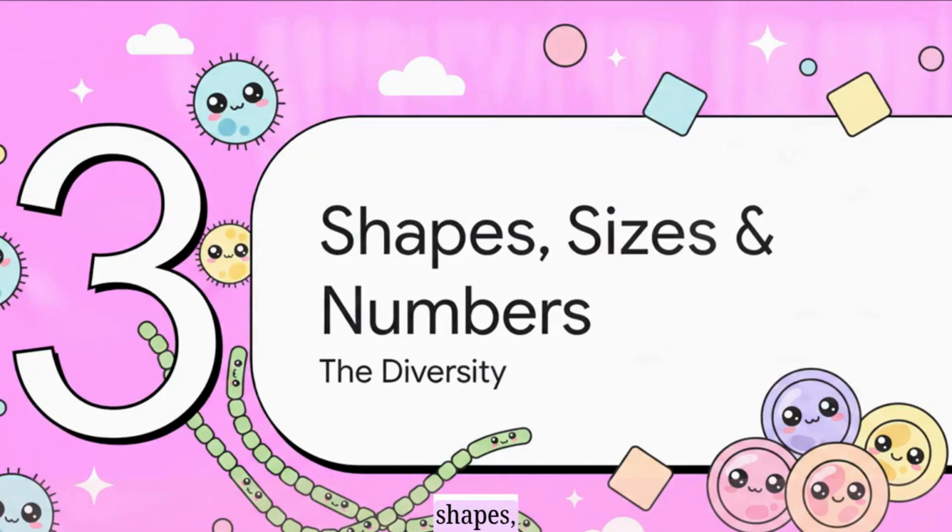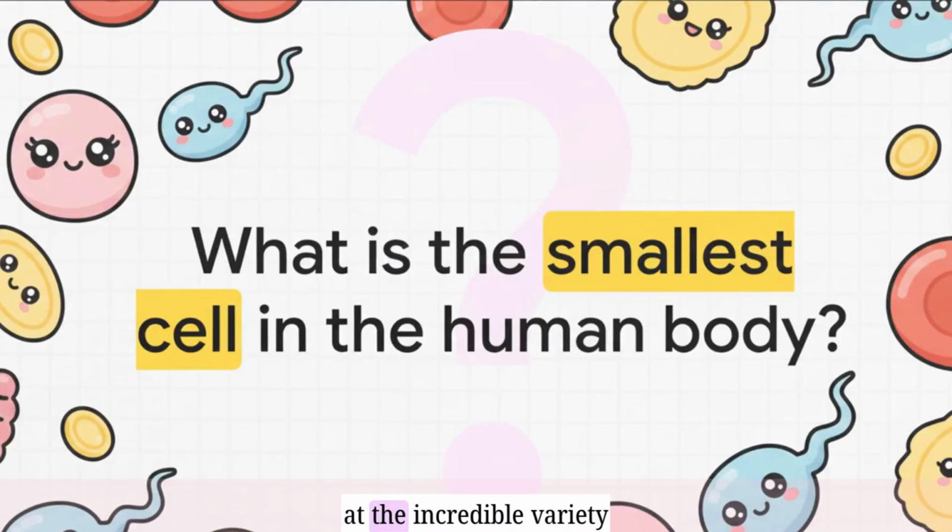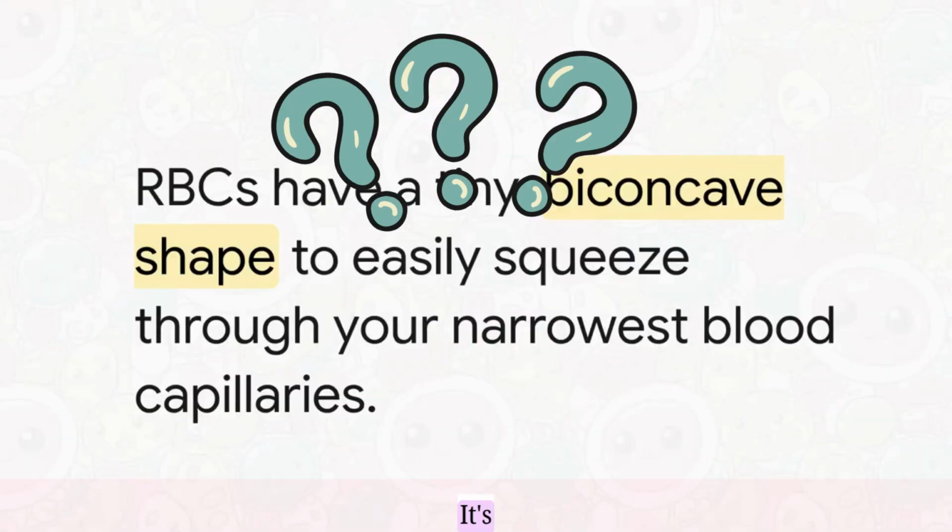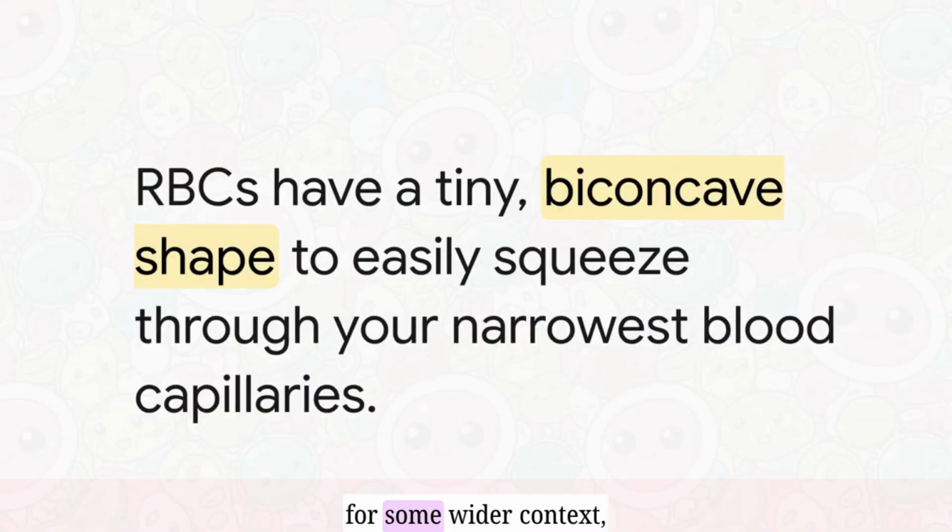Section 3, shapes, sizes, and numbers, the diversity. Before we look at the incredible variety of shapes out there, let me spark your curiosity and pose a direct question to you. What do you think is the absolute smallest cell inside the human body? Got a guess? It's the red blood cell. Now, just for some wider context, the global smallest cell in the world is the Mycoplasma bacteria, and the longest cell in your body is the neuron. But the red blood cell takes the top prize for the smallest in humans.